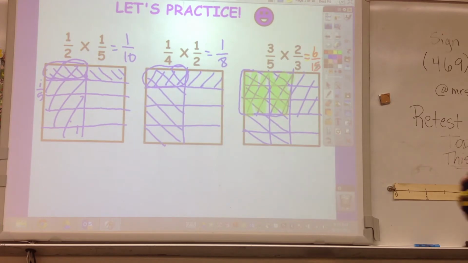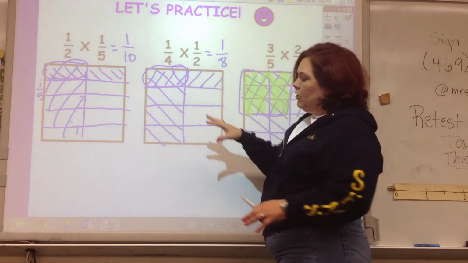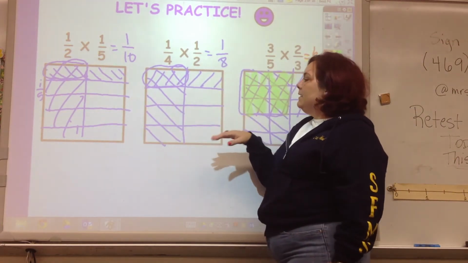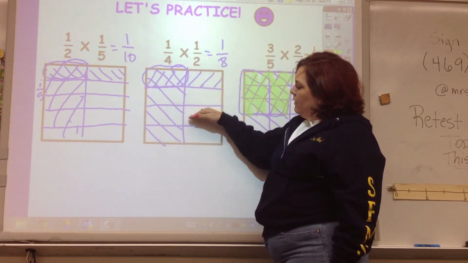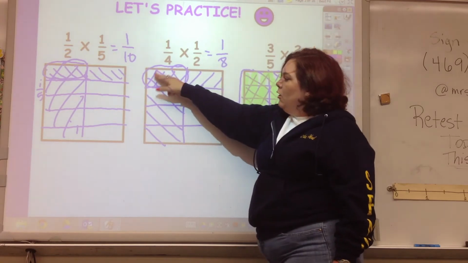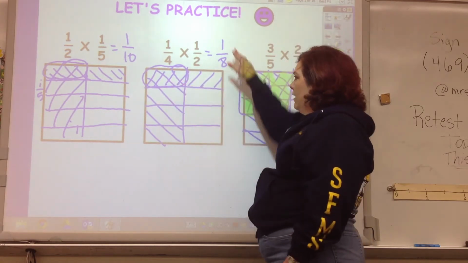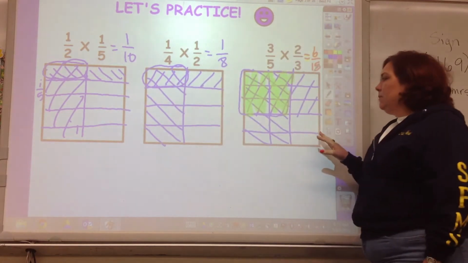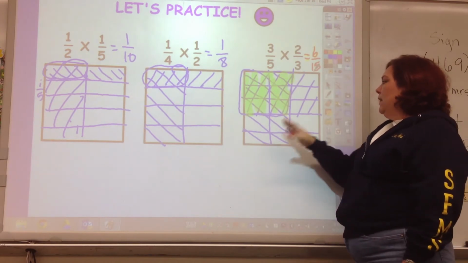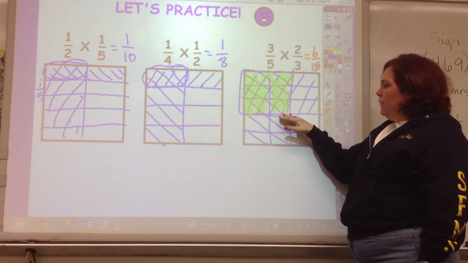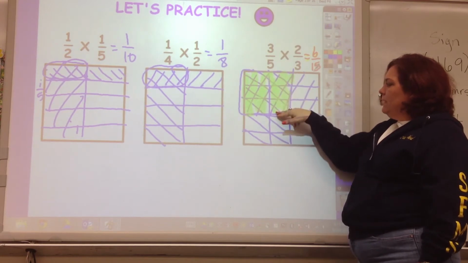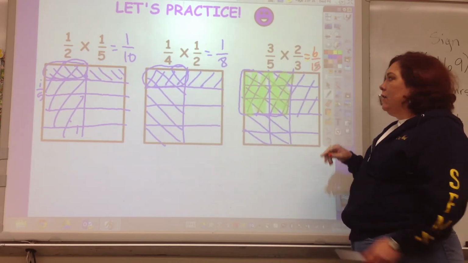Okay, so your model might look a little different because you might have put your numbers in a different place. But you should have divided it into half and divided it into fourths and then shaded, double shaded 1 out of 8. And this one looks pretty messy because so much is shaded, but 2/3 and 3/5, and that would give you a total of 6/15 if you counted it all up.